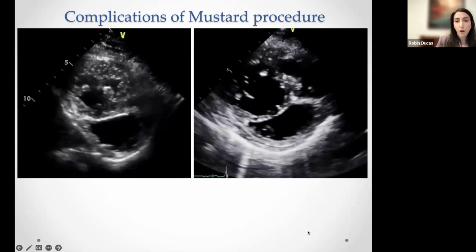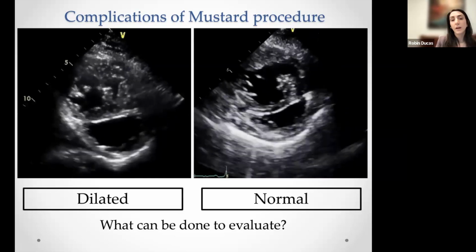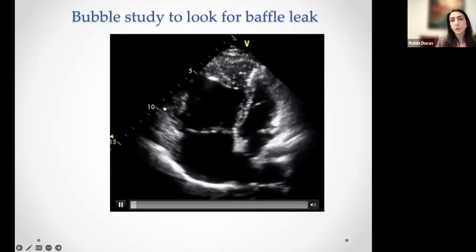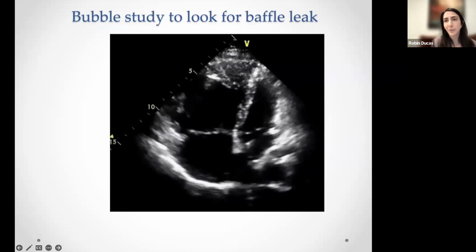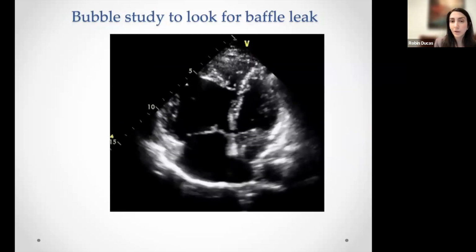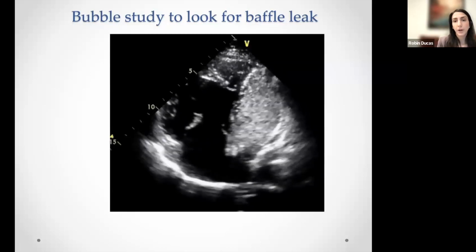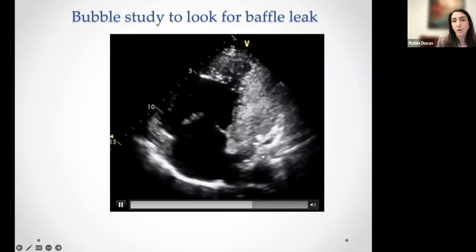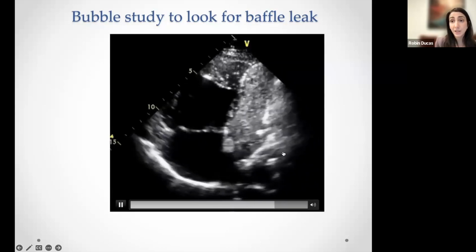We started off with a bubble study. Most bubble studies in most echo labs typically happen with an IV in the arm, and that's what was started off here. I hope everybody can appreciate that the IV in the arm had bubbles going through the SVC baffle.